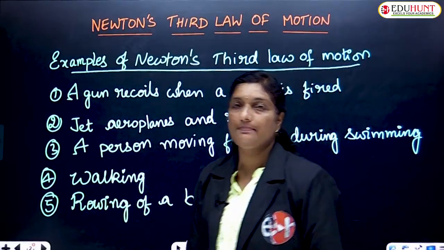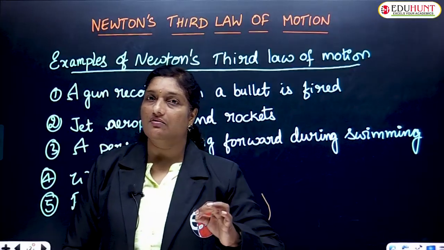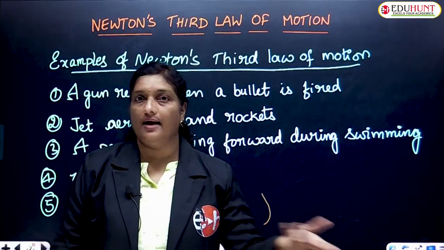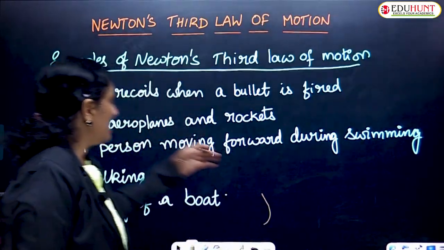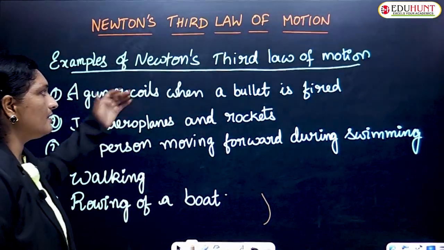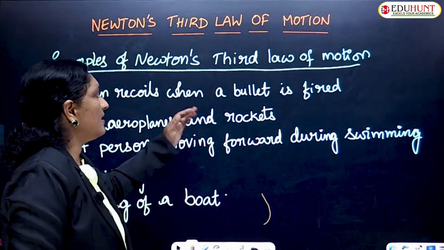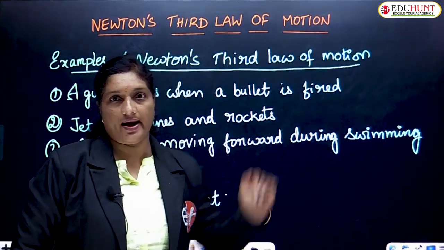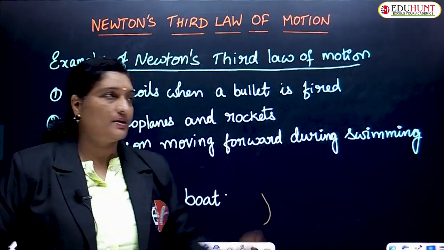So with these examples, we can conclude that for every action there is an equal and opposite reaction, and that is nothing but Newton's third law of motion. So these are the examples we have considered. A gun recoils, recoils means moving backwards, whenever a bullet is being fired. Whenever a bullet moves forward, the gun gives a backward jerk.